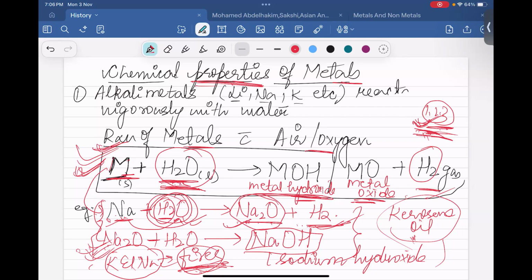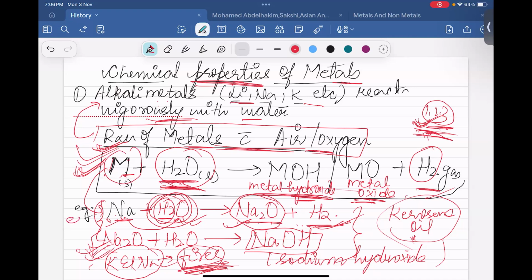I'll make you write each and everything. First of all, you have to write this: reaction of metals with air and water. Then after that, write the reaction of alkali metals like sodium, potassium, etc. They react vigorously with water. Why vigorously? Because they catch fire. After that, write the general reaction, that is, when metal reacts with water, they form this. Then put examples and write this.